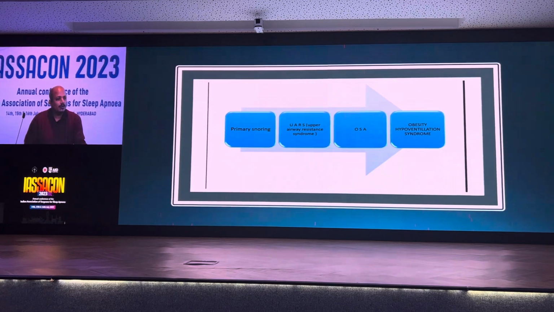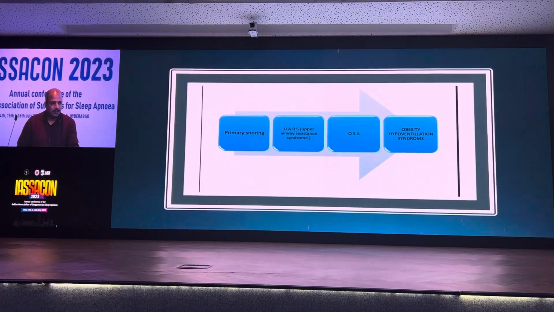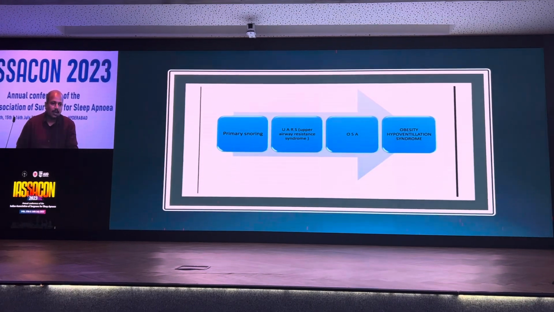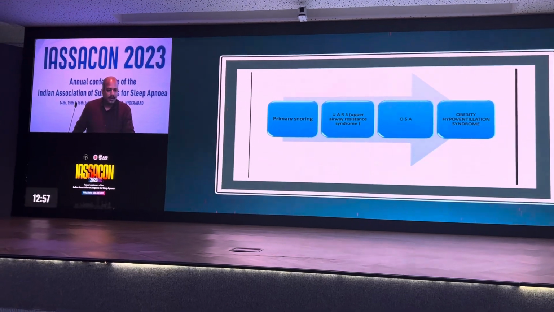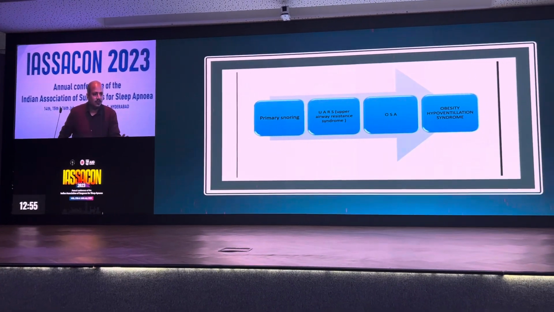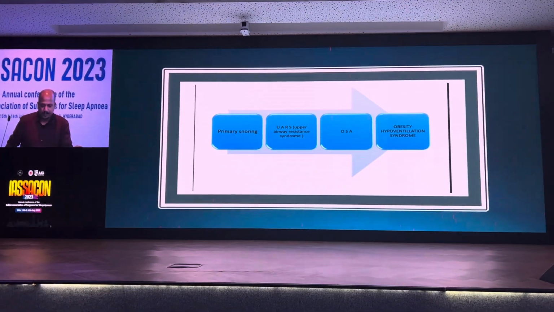So when we talk about snoring, it encompasses 4 conditions: primary snoring, upper airway resistance syndrome, obstructive sleep apnea, and obesity hypoventilation syndrome. It is imperative that we differentiate all these 4 conditions before we jump on to investigate them.